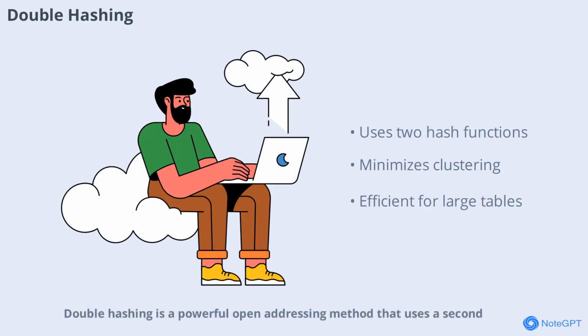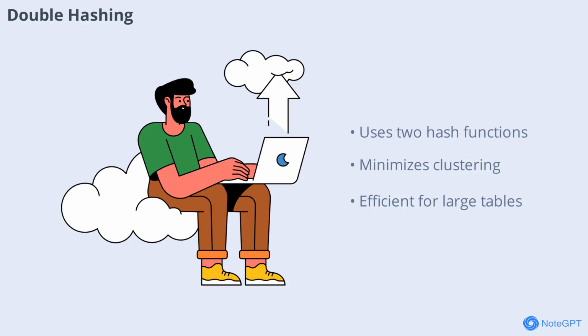Double hashing is a powerful open addressing method that uses a second hash function to determine the step size when searching for an empty slot. This approach helps distribute data even more evenly across the table and further reduces clustering. Double hashing is especially useful when you need to minimize collisions and maintain fast access times even as the table fills up. It's a bit more complex to implement, but the benefits often outweigh the extra effort.